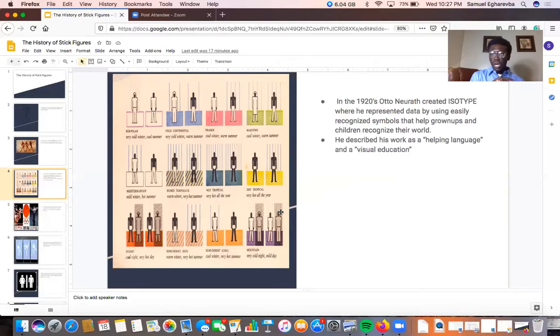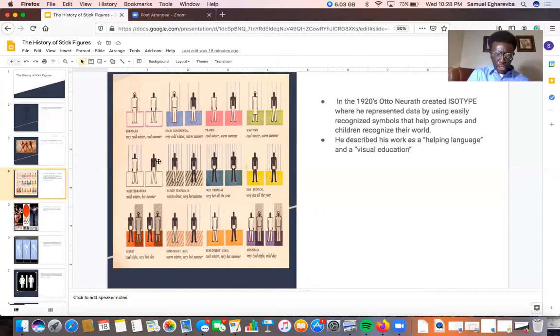A lot of us, I know myself personally, are visual learners. And Otto Neurath, he was an Austrian philosopher and sociologist and political economist who was able to pick up on how most people were visual learners and were able to carry out certain duties more effectively if they were able to see depictions that look like them carrying out certain tasks. So that was Otto Neurath's goal in creating isotype.